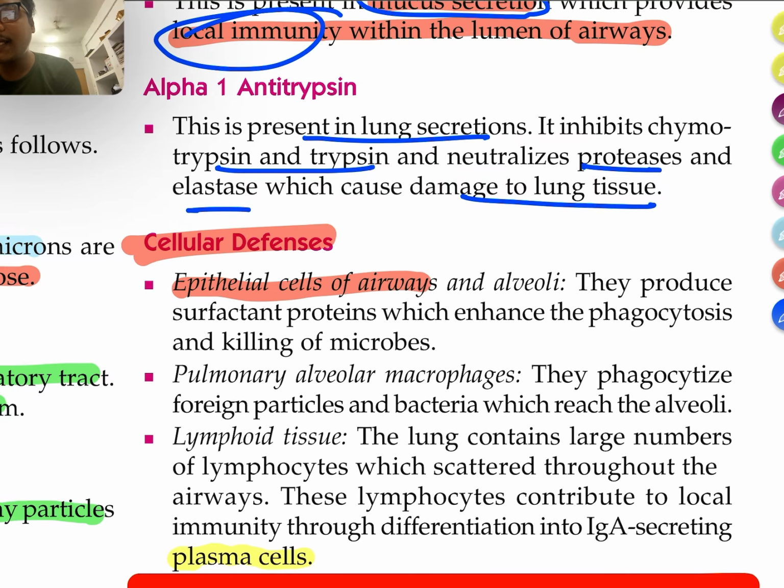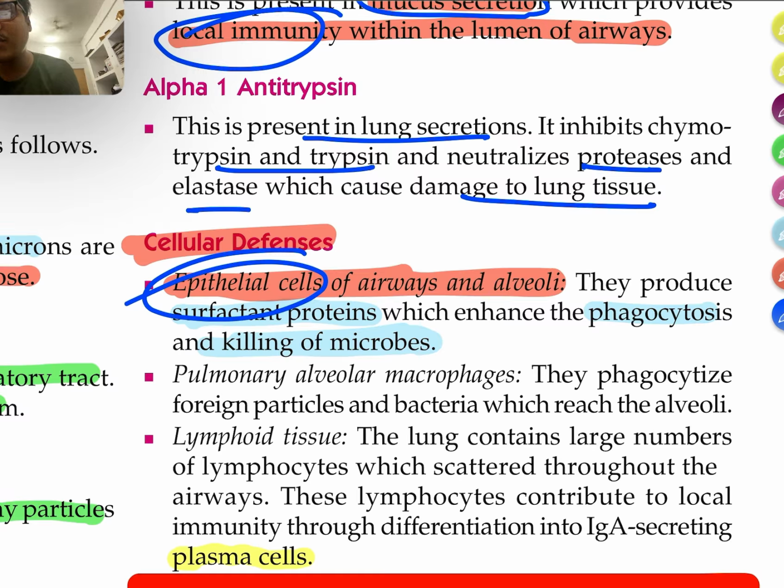First is the epithelial cell of the airway. What does the epithelial cell do? It produces surfactant. The most important point is that it increases the phagocytosis as well as the killing of microbes, and another function is to keep moisture throughout all the lung tissue. That is the function of our surfactant protein, which is produced by our epithelial cell.